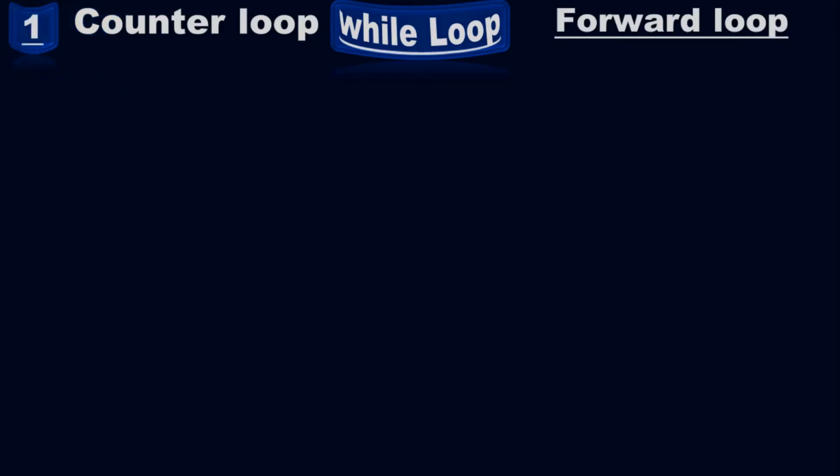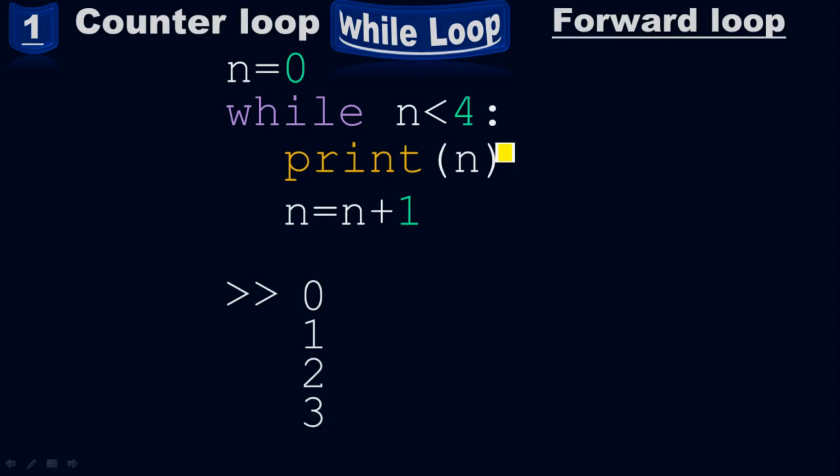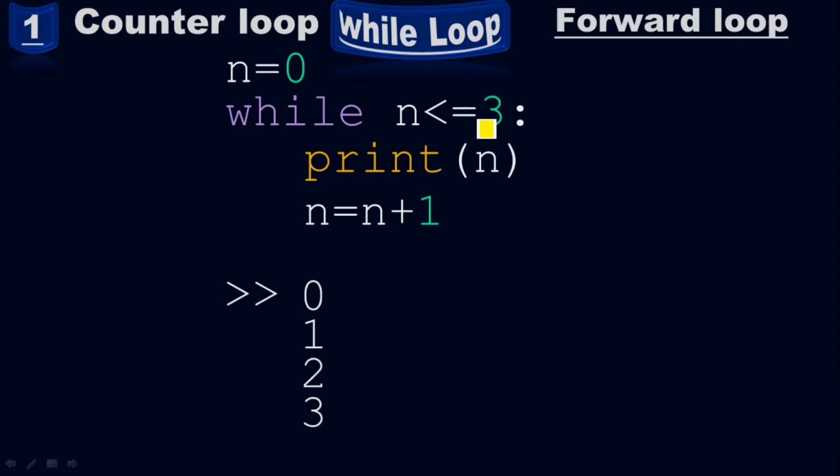Let me take again the same example, example number 1. We can also write while n is less than or equal to 3 and also put n equals n plus 1. You will get exactly the same answer, 0, 1, 2, 3. Its initial stage is 0. It starts from 0 here, and then 1, 2, 3, less than or equal to 3. So whether you put n is less than 4 or n is less than or equal to 3, you will get the same output. There is no difference in the output.